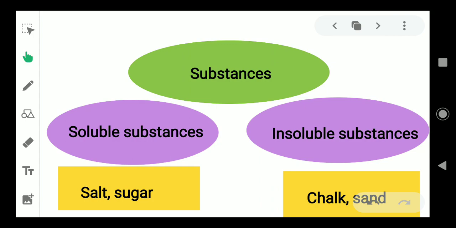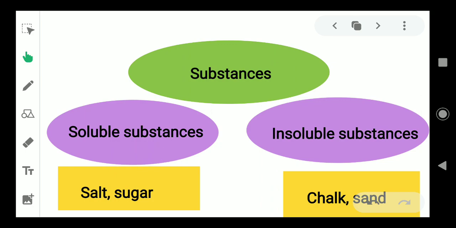On the basis of the solute that is added, substances can be of two types: soluble substances and insoluble substances. As their name denotes, if the solute is completely soluble in water, such substances are called soluble substances. Consider the case of salt. If we stir it well, salt will completely dissolve in water. Sugar also will completely dissolve in water. Such substances are called soluble substances.